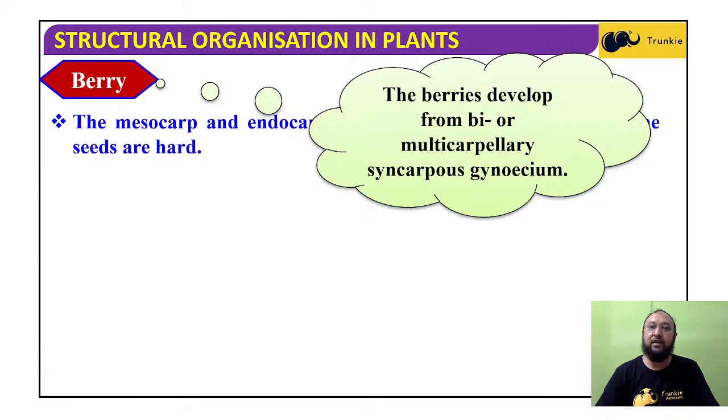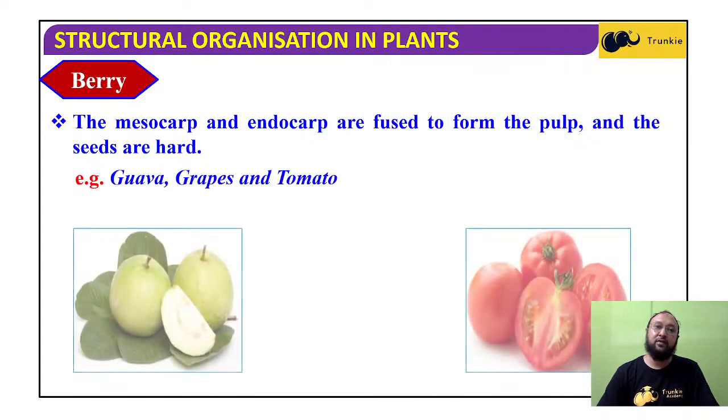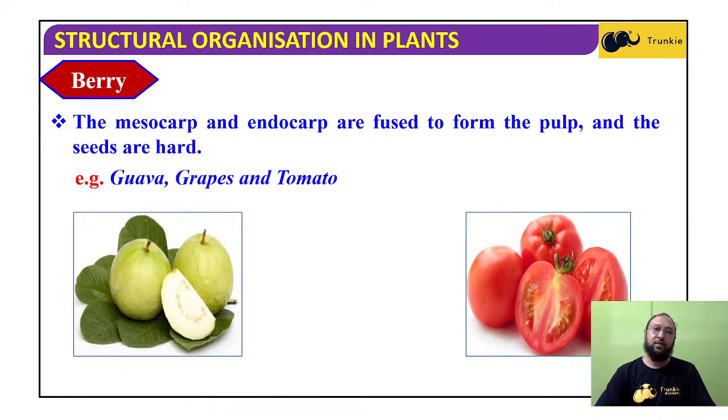Like in the case of berries, which develop from the bicarpellary or multicarpellary syncarpous gynoecium. So this is from flowers with two or more than two carpels. Here, guava and tomato. What it means is that the mesocarp and the endocarp are fused, and it has formed some pulp, like in the tomato.